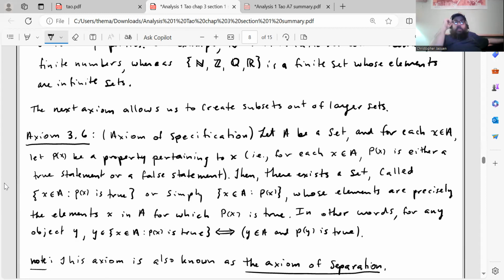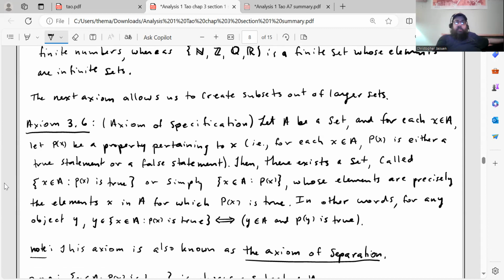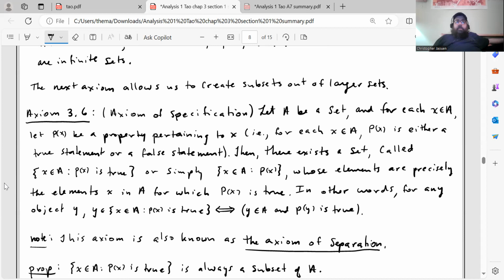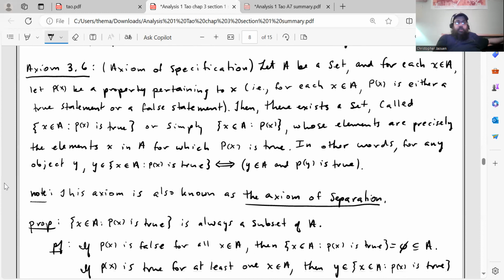Okay, the next axiom allows us to create subsets out of larger sets. This is called the axiom of specification. All right, so let's read it out. Let A be a set, and for each x in A, let P of x be a property pertaining to x. For example, for each x in A, P of x is either a true statement or a false statement. Then there exists a set called the set of all x in A such that P of x is true, or, written more compactly, the set of all x in A such that P of x, whose elements are precisely the elements x in A for which P of x is true. In other words, for any object y, y is an element of the set of all x in A such that P of x is true if and only if y is an element of A and P of y is true. Right, so that's called the axiom of specification.